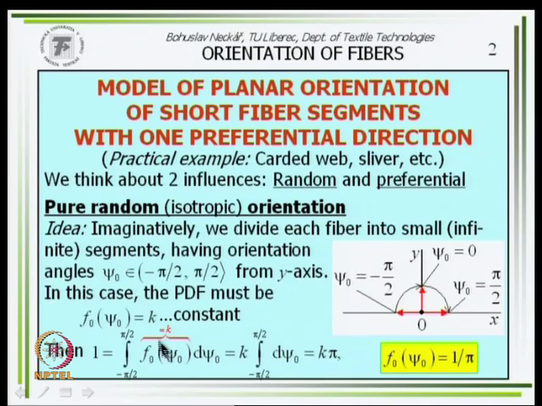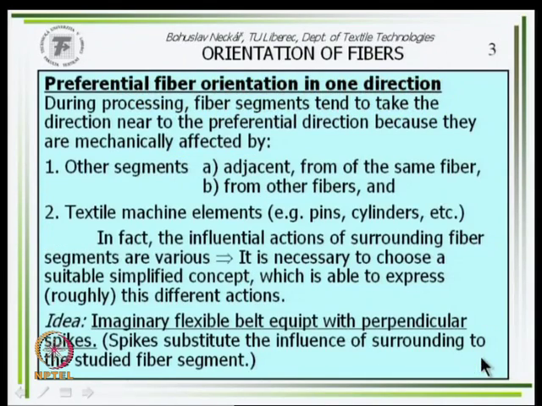The integral of this PDF f0 of psi 0 d psi 0 from minus pi by 2 to plus pi by 2 must be equal to 1, as every time for the integral of each probability density function. But because this function is constant, we can write this, and from this we obtain that such probability density function is constant and equal to 1 by pi.